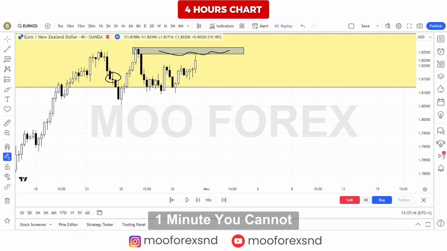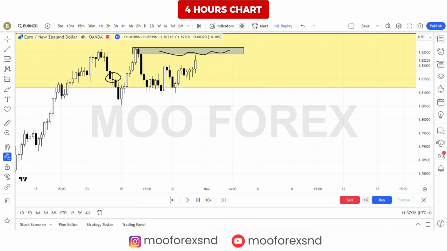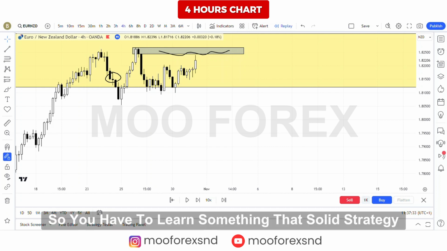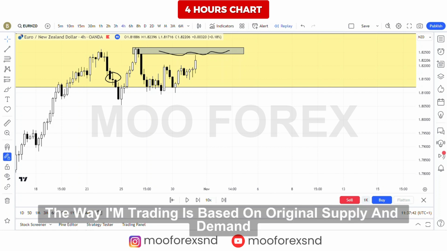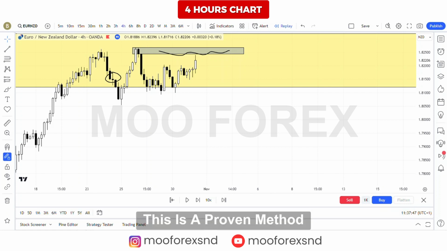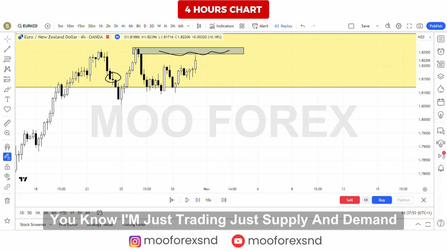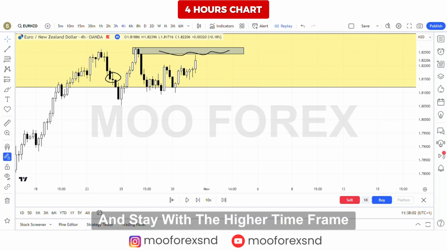You cannot become a successful trader by trading the smaller time frames like 5 minutes or 1 minute. Maybe you can do that for a few months, or 1 year, but eventually you will get tired and frustrated, because our brain cannot cope with all these 1 minute, 5 minute, 10 minute charts. So you have to learn a solid strategy, and supply and demand is not a new strategy. The way I am trading is based on original supply and demand. This is a proven method. I didn't invent anything here, I'm just trading supply and demand. So guys, please learn supply and demand and stay with the higher time frame.